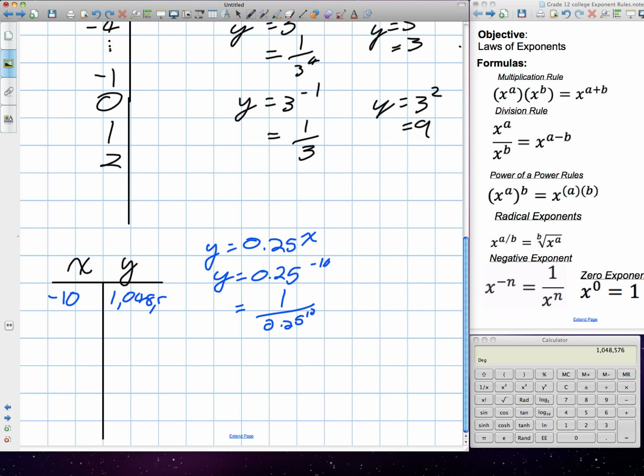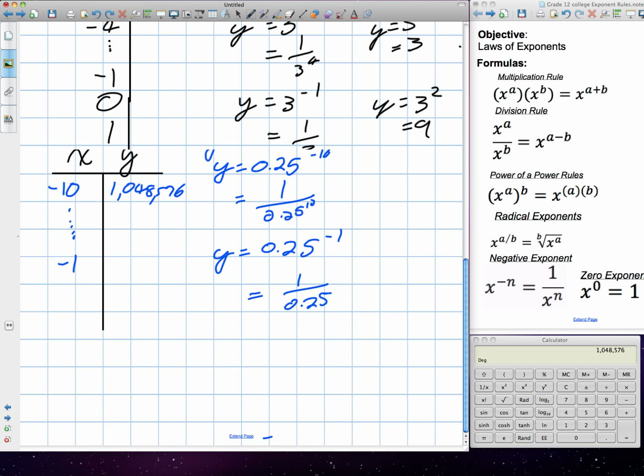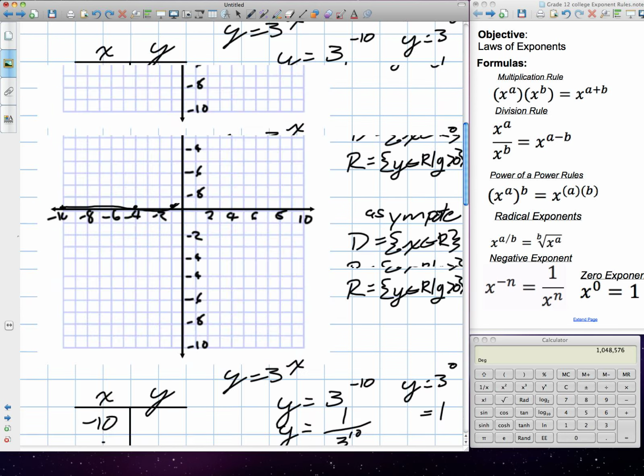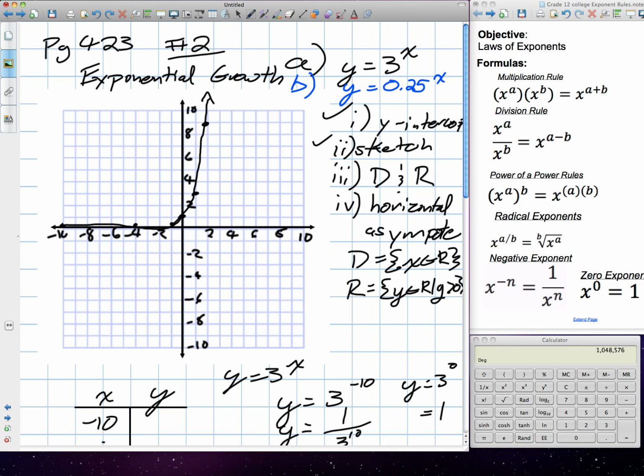Let's think about this. Let's go to negative 1. Okay? Y is equal to 0.25 to the negative 1 gives us 1 over 0.25. Anyone know what that equals? 4, that's right. Our number is 4. So let's get a general idea here. When we're at negative 1, our y value is 4. So we have some graph that comes from up here and comes flying down. What about when x is 0?